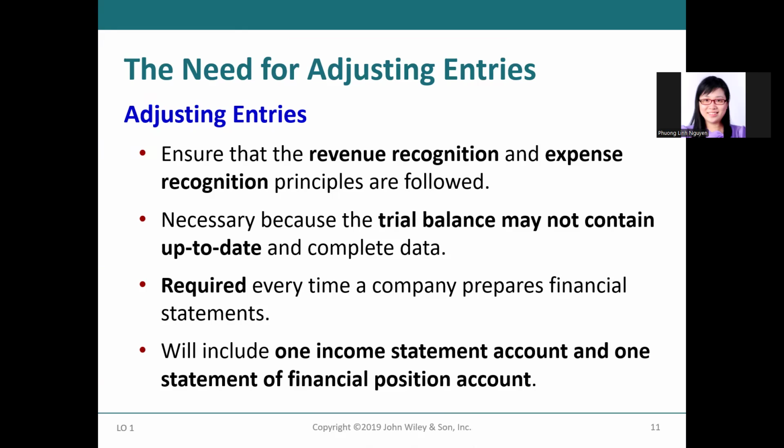All right. So normally the adjusting entry will include one income statement account and one statement of financial position account. Adjusting entries are necessary because we need to make sure that our accounts are correct before we prepare the financial statements. We need to record adjusting entries every time the company prepares the financial statements. Before they do the financial statements, they have to record adjusting entries.